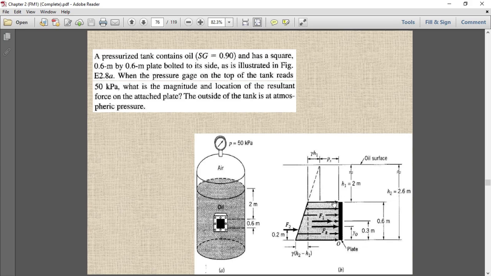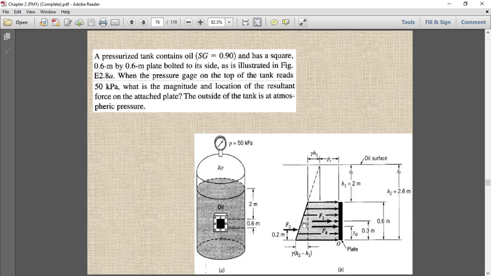This pressure is due to the pressurized pressure on the surface and the pressure due to the fluid above the flat plate. For F1, since the pressure is uniform, the position where F1 is acting is the centroid of the flat plate. What is the centroid of this flat plate? It is the middle of the plate. So F1 is acting at the middle of the plate, and its magnitude is going to be equal to PS plus gamma H1. And this is a rectangle.